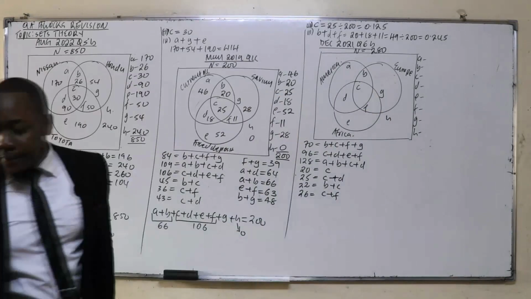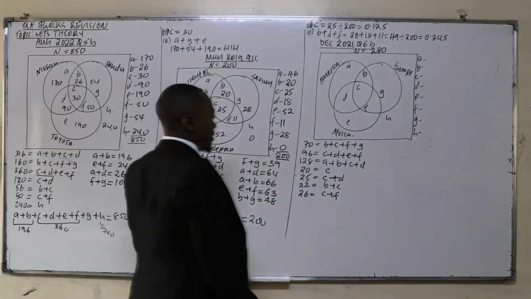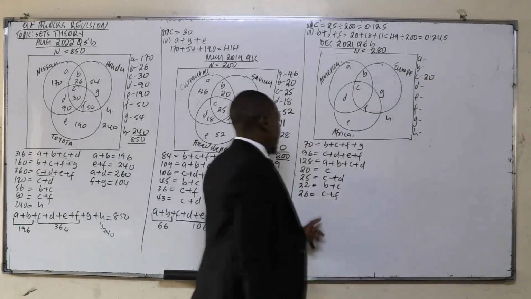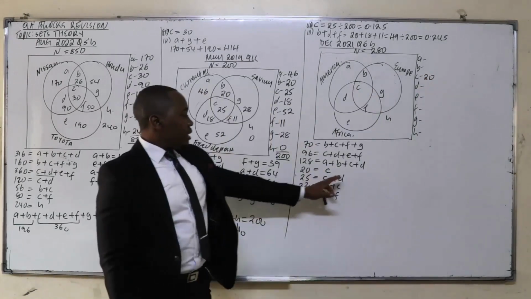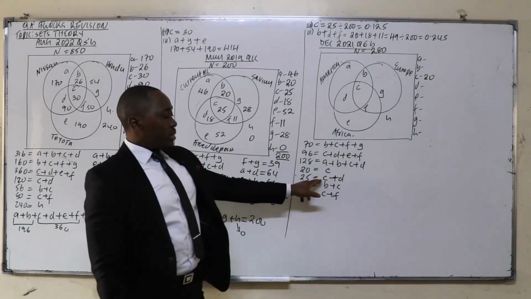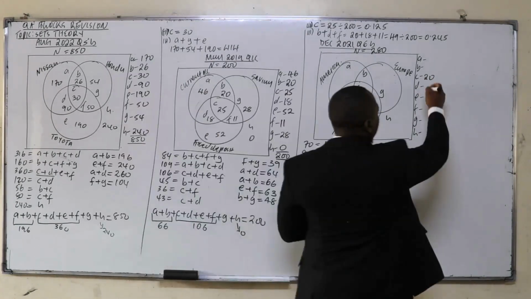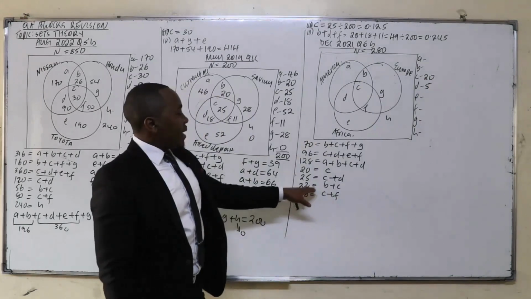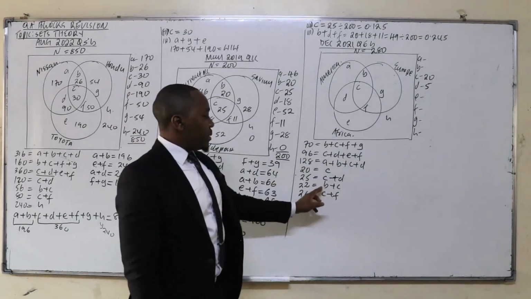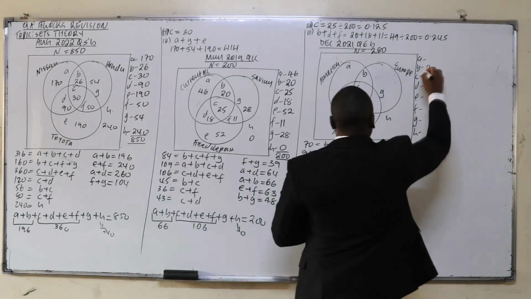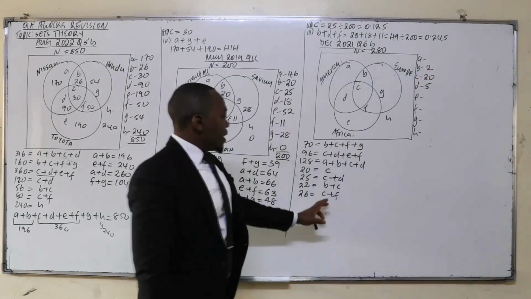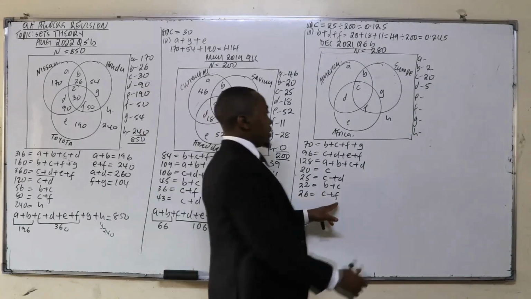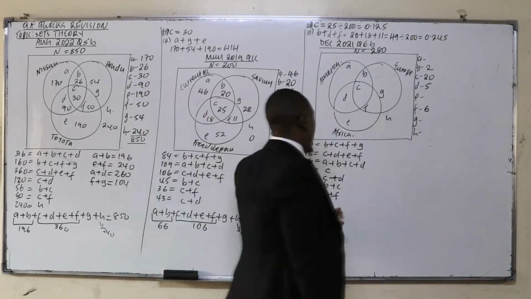Good. So now let's crack the numbers. We have C. C is 20. With C, CD is 25. C is 20. That means D is 5. BC is 22. And C is 20. That means B is 2. CF is 26. C is 20. F is 6.